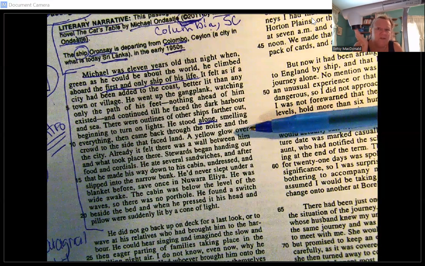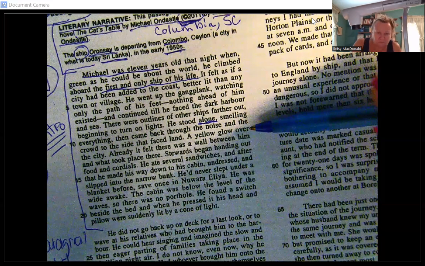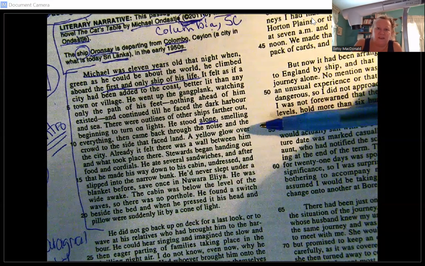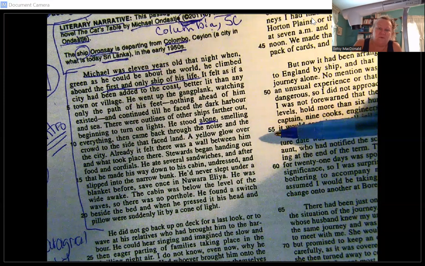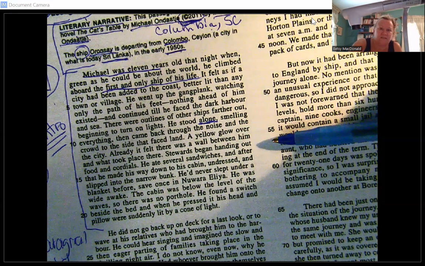This kid's 11 years old. He's never been on a boat, and it's a ship as big as a city. He's getting on it alone. He stood alone, smelling everything, and then came back through the noise and the crowd to the side that faced the land, yellow over the city. Already it felt like there was a wall between him and what took place.